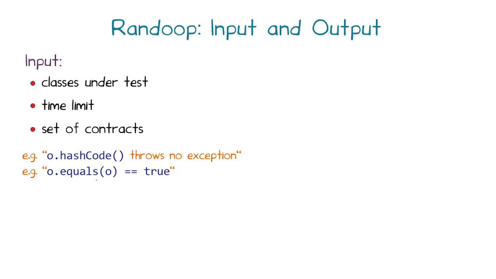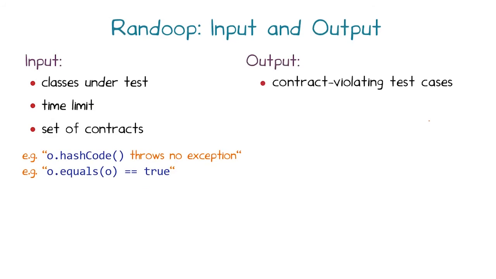An example contract that must hold for any Java object O is that calling the hashCode method on it does not throw any exception. Another example contract is that using the equals method to test any Java object O's equality to itself must always return true. While these are generic contracts defined by the java.lang.Object class, which is the parent class of all Java objects, one can also provide class-specific contracts for Randoop to check.